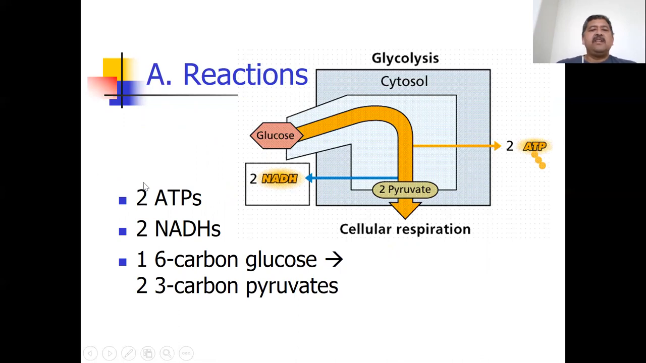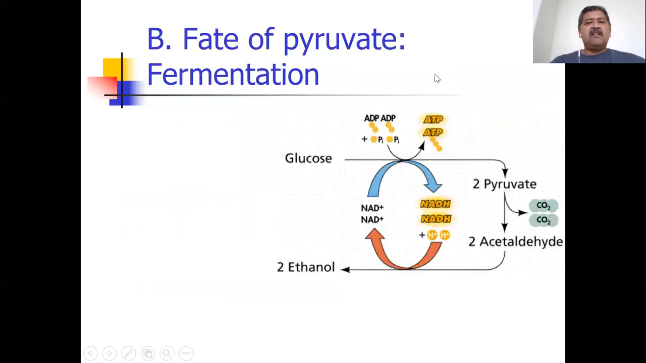All right, this is your scorecard. You need to know there's 2 ATPs, there's 2 NADHs, and that 1 glucose molecule gets cut into 2 3-carbon molecules called pyruvate by the time we're done. So that's what you need to know for glycolysis.